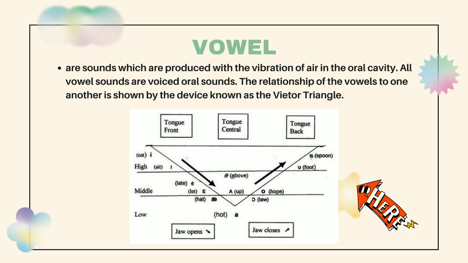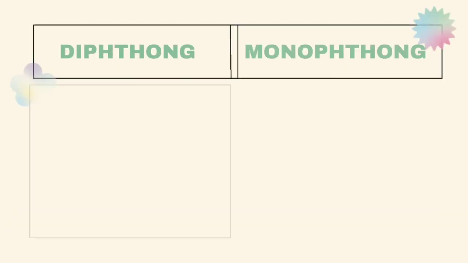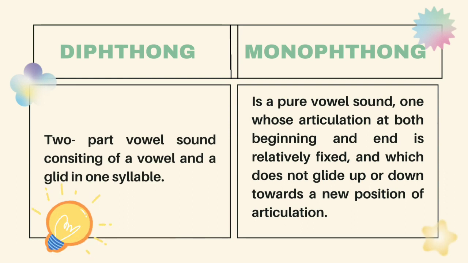It contains two axes: the horizontal axis, which is from the front to the back of the mouth, front, center, and back. And the other one is the vertical axis. It is from the floor to the roof of the mouth: the high, mid, and low.